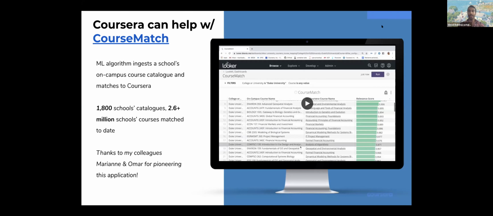Course Match. And at a high level, what Course Match is, it's a machine learning algorithm. And what we do is we ingest the school's on-campus catalog. And then for each of their courses in their on-campus catalog, we match them to the closest Coursera equivalent, so we can serve our courses as substitutes for their in-person offerings. And to date, we've matched around 1,800 schools' catalogs with over 2.5 million schools' courses matched to date. And this was really pioneered by my colleagues Marian and Omar, so I want to give them a shout out for all their hard work here.